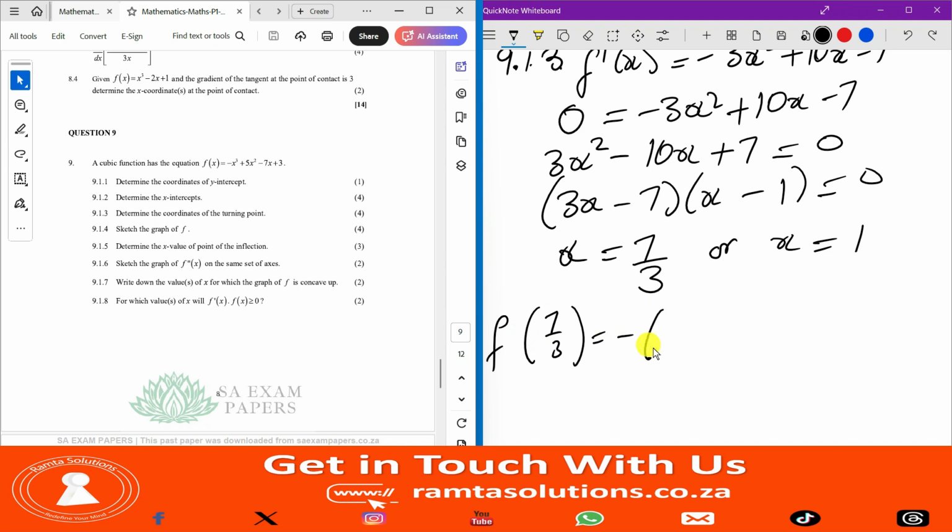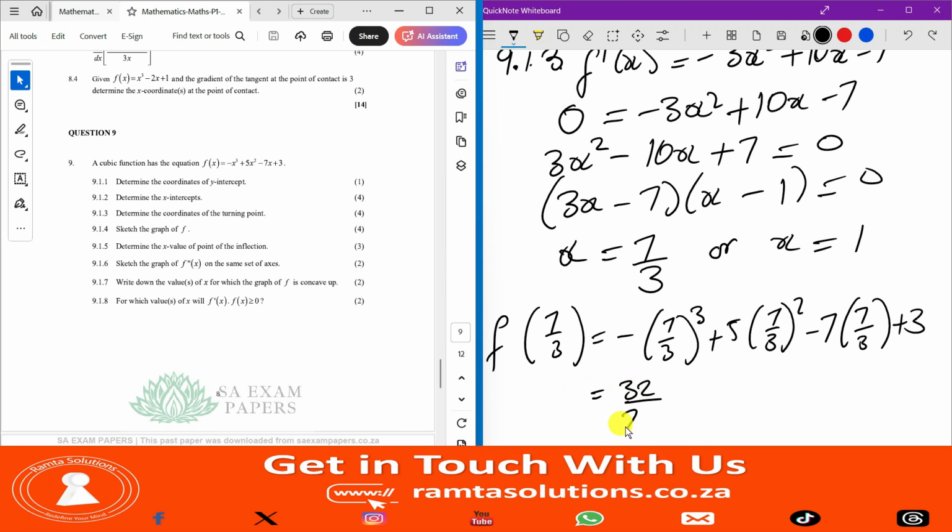Let's see, what is it? Minus (7 over 3) cubed plus 5 into (7 over 3) squared minus 7 into 7 over 3 plus 3. Let's take out our calculators quickly. What do we get? I got 32 over 27. Right? I got 32 over 27.